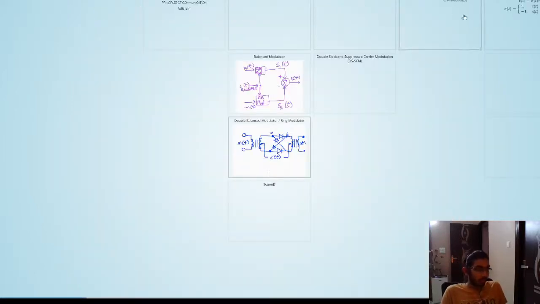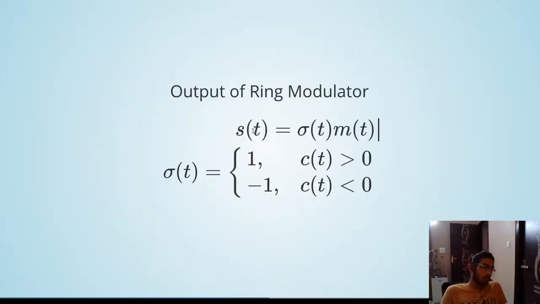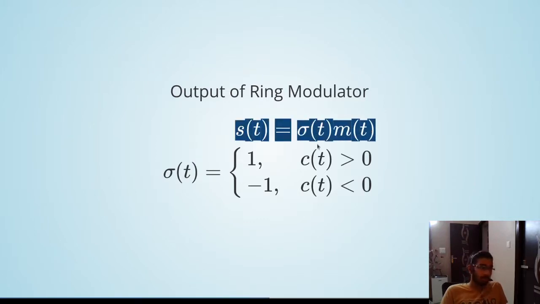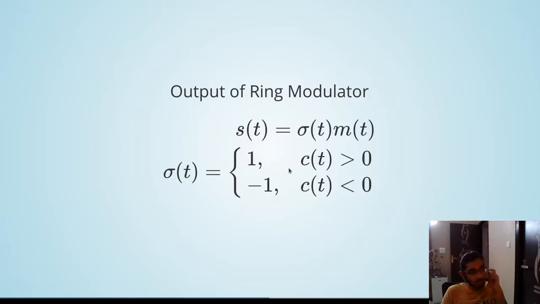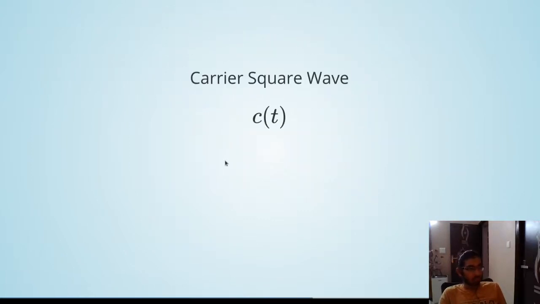Let's again look at what this looks like mathematically. So this is how it looks mathematically. We have s of t equal to sigma of t times m of t, where sigma of t is 1 when c of t is greater than 0 and minus 1 when c of t is less than 0. So that is how our s of t, or the output function, looks.